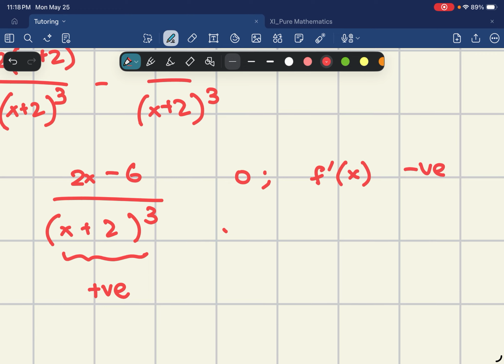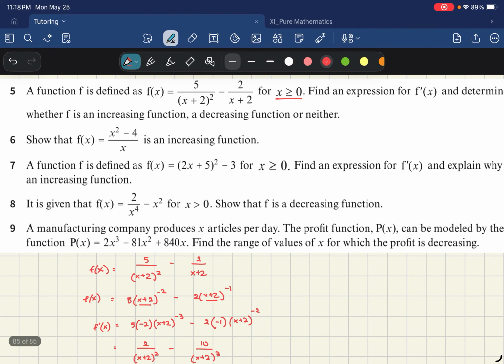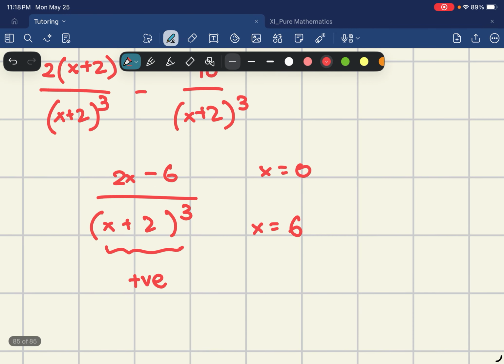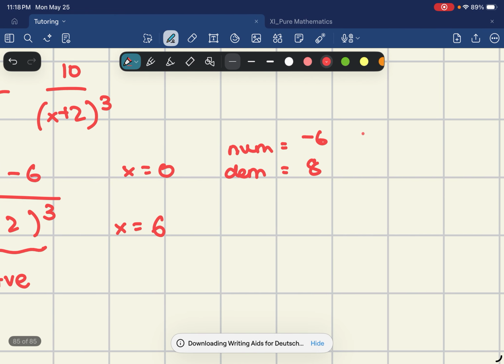But if I put in x equal to, say, 6. Because it says x is bigger than or equal to 0, right? So if I put in x equal to 0, I get numerator negative 6, which is negative. I get denominator equal to positive 8. So this is overall going to give me f dash of x negative.